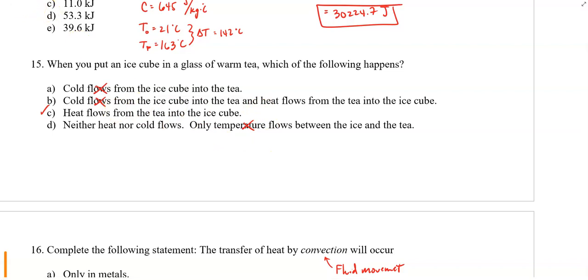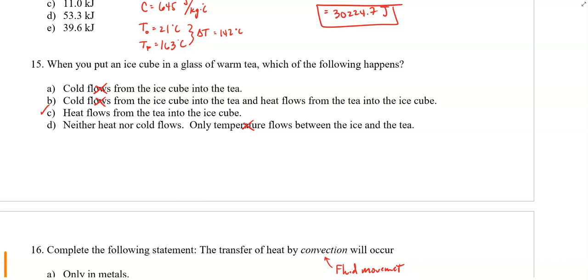Okay, number 15 is really a vocabulary question. When you put ice in a glass of warm tea, what happens? Does the cold flow from the ice cube to the tea? Does the cold flow from the ice cube into the tea? And heat flows from the tea into the ice cube at the same time?